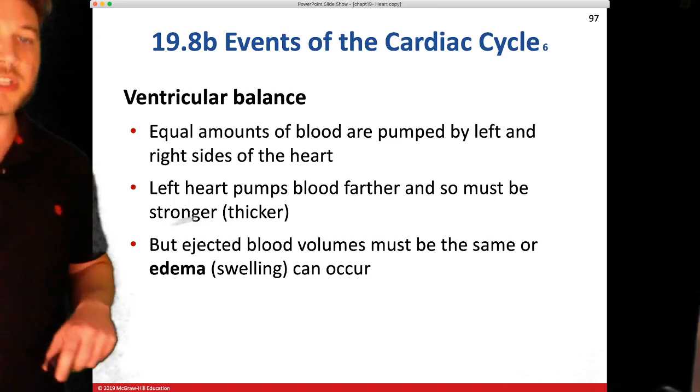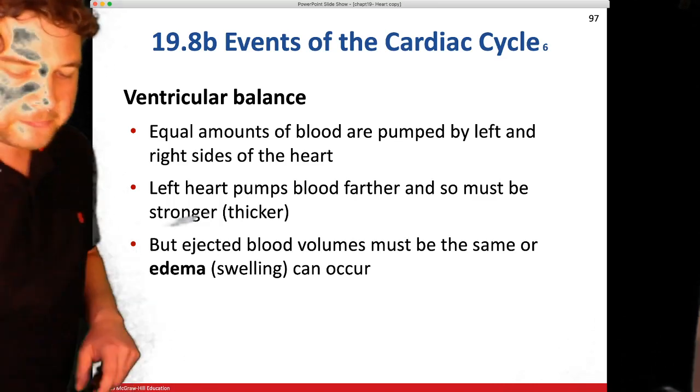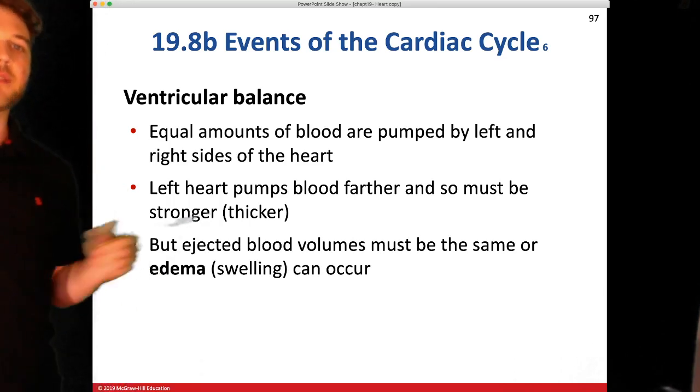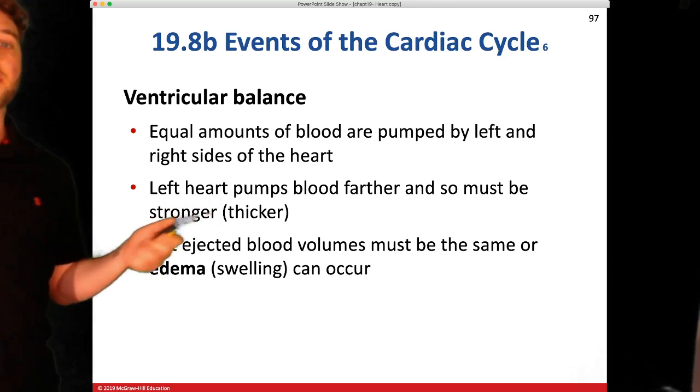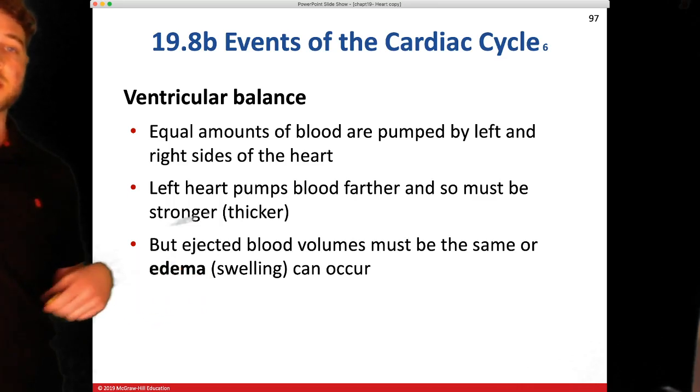Okay, ventricular balance. Equal amounts of blood are pumped by left and right sides of the heart. The left heart pumps blood farther, and so it must be stronger or thicker. But ejected blood volumes must be the same or edema will occur. So what comes in has got to go out, basically.